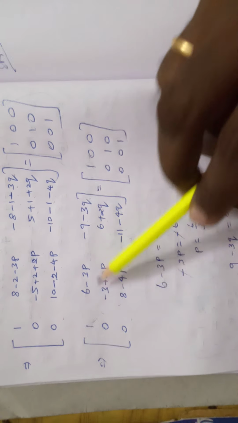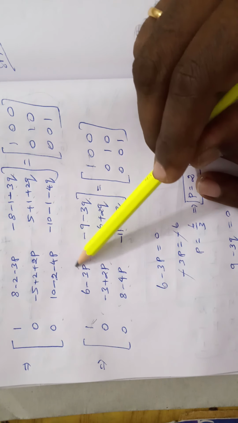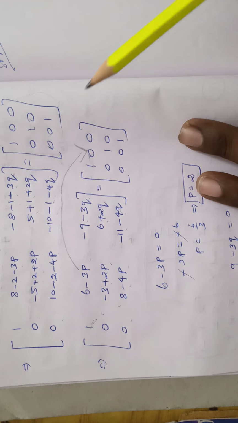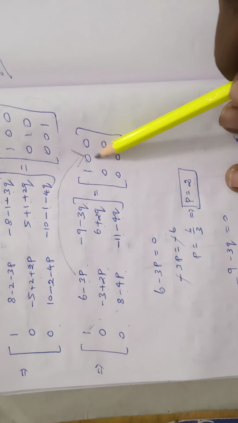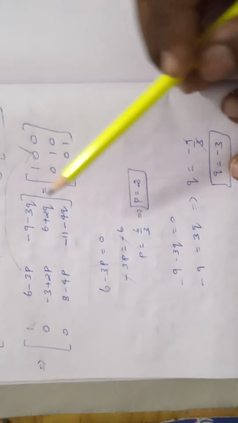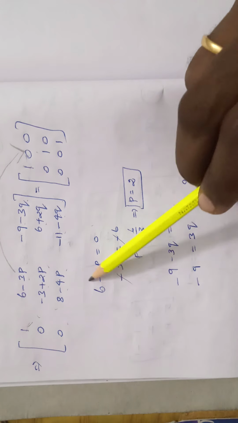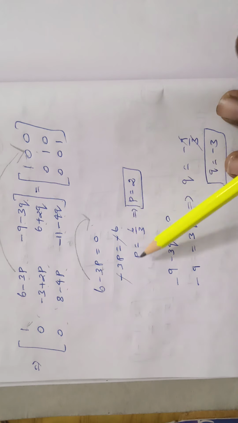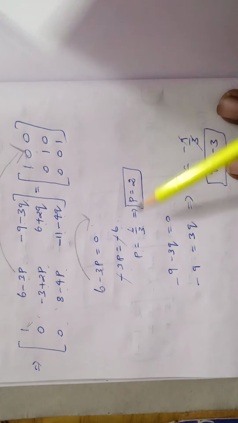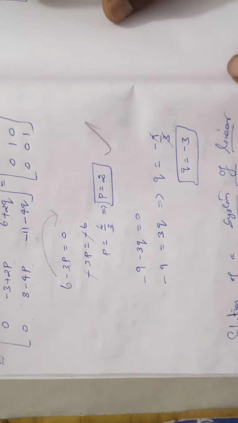So we leave that value. Next we compare these two entries. So 6 minus 3p equals 0. So minus 3p equals minus 6. The minus signs cancel, so p equals 6 by 3. So the p value is 2.